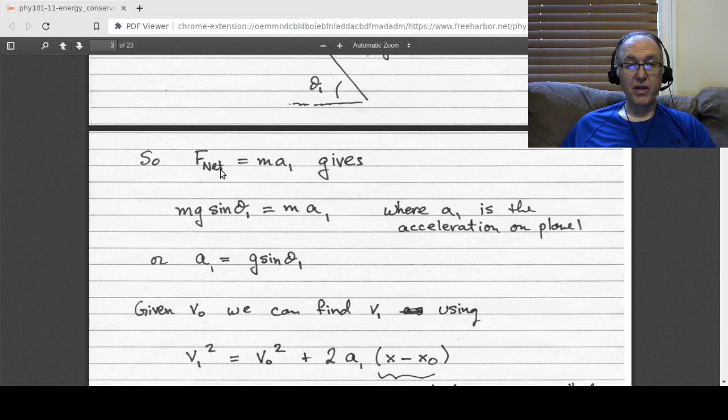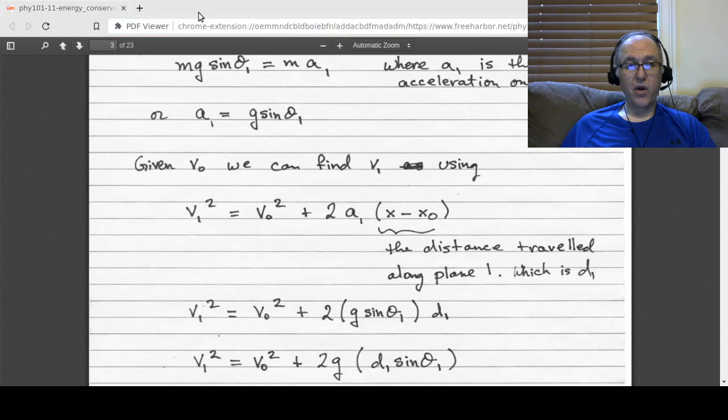And we have a formula for F net. It's mg sine theta 1. That's got to equal ma1 according to Newton's second law. The masses cancel out, and we have a nice little formula for the acceleration on plane number 1. So on plane number 1, a1 is going to equal g sine of theta 1. You know g, 9.8 meters per second squared, and theta 1, I give that to you. So in principle, you could calculate everything on the right-hand side here, and that gives you the acceleration along plane number 1. But that's not exactly what we wanted.